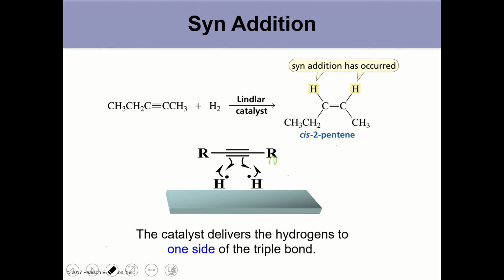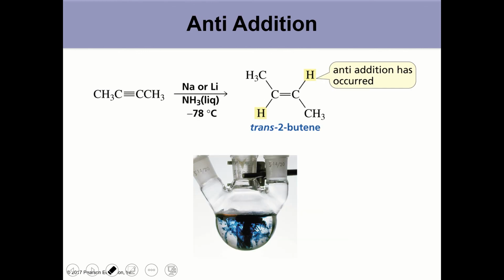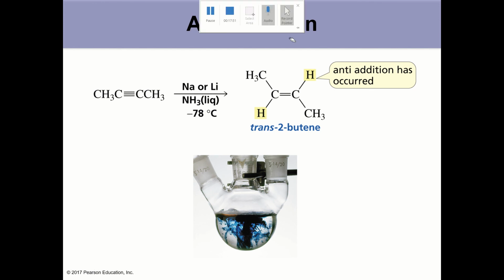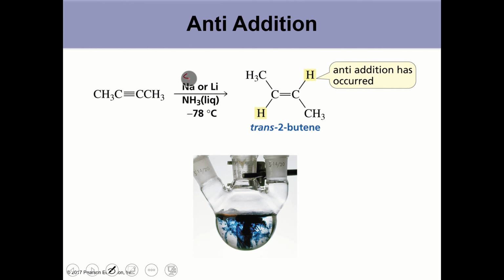Well, guess what? We also want to be able to make the trans alkene from an alkyne. And this is going to be our first radical reaction where we have one electron transfer. The anti-addition of hydrogen to a triple bond creates the trans alkene, and the reagents to create the trans alkene are sodium or lithium metal in liquid ammonia. So these are the solid, and this reagent is very similar to something that we're going to use later. So later you're going to see a different reagent, sodium amide.